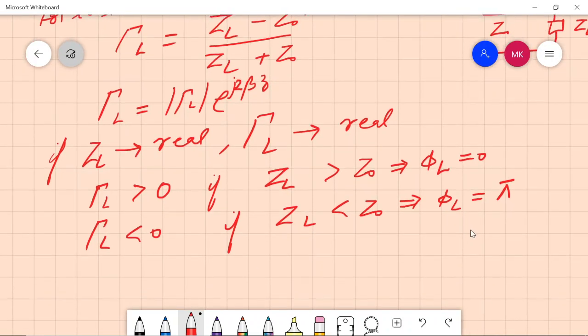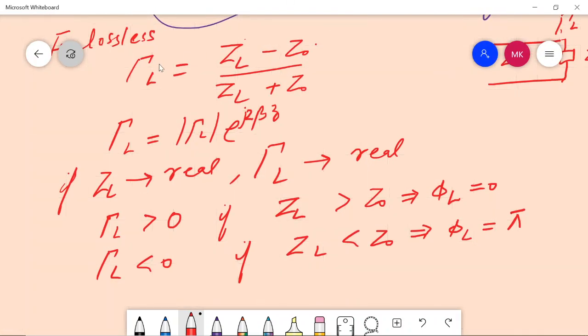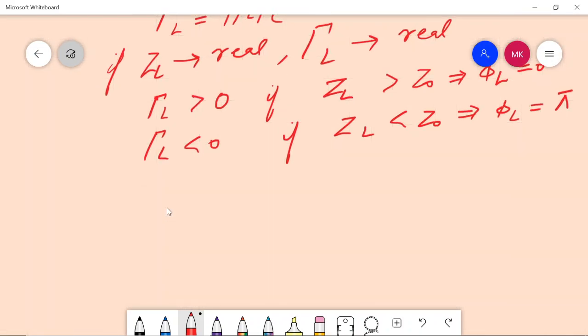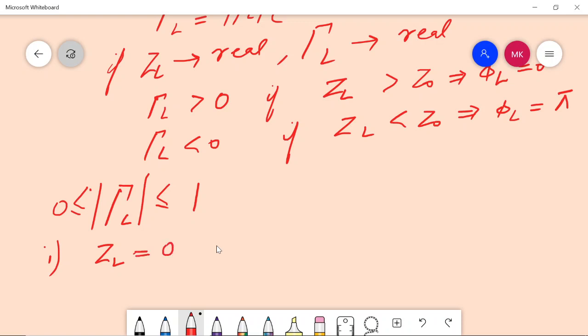Next thing is that the magnitude of gamma L will always lie from 0 to 1. So for example, if you have the condition, first, ZL equals 0. What it means is, if the load is 0, it means it is short circuited.